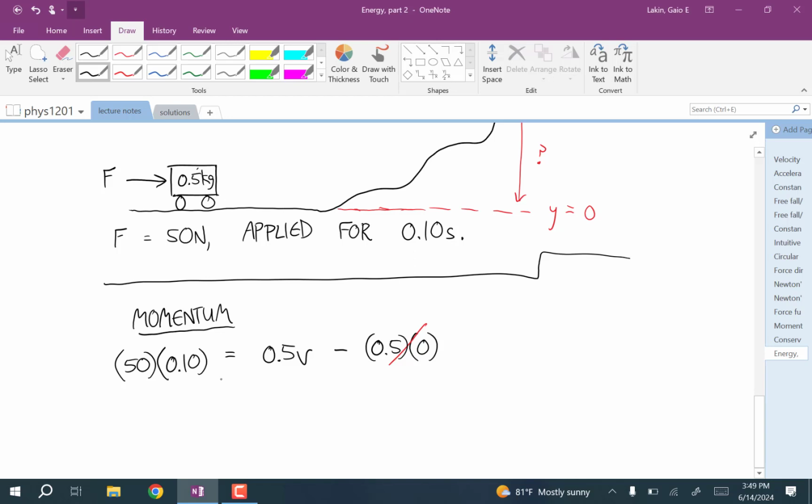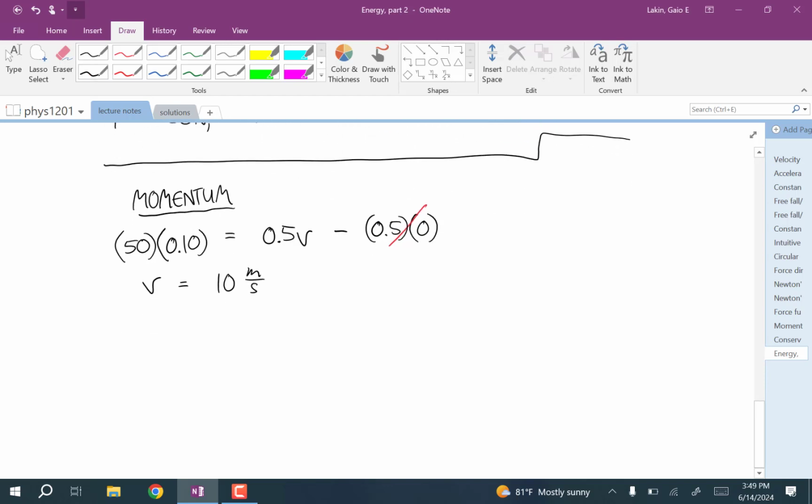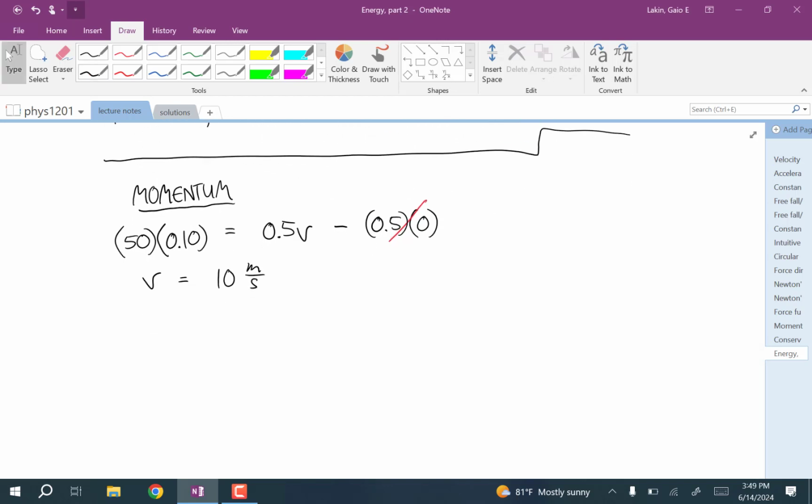Divide both sides by 0.5, that's multiplying by 2, so you have 5 times 2, and the velocity is 10 meters per second. And now we're going to use conservation of mechanical energy to figure out, if you start at the bottom of the hill at a speed of 10 meters per second, how high up the hill do you get?